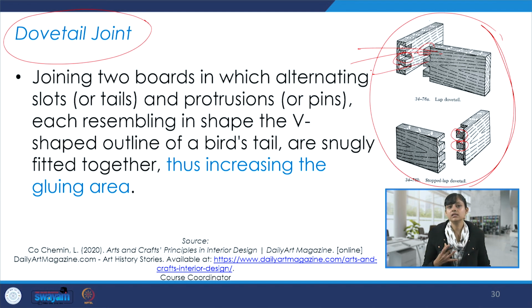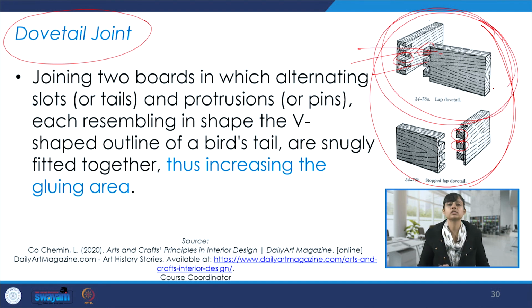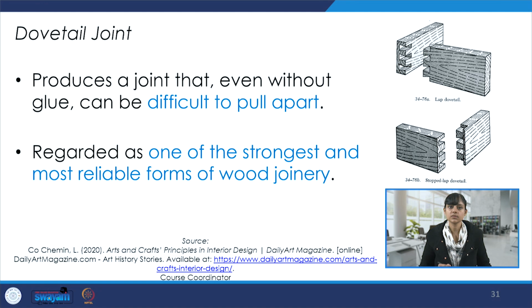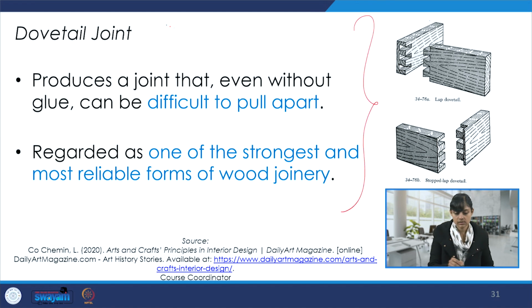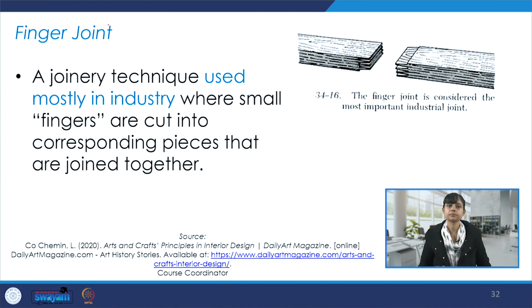Thus increasing the gluing area. So this is also a very, very beautiful piece of joinery, not just functional. Produces a joint that even without glue can be difficult to pull apart because we are just fixing the pieces with so much strength. Regarded as one of the strongest and most reliable forms of wood joinery. So this is dovetail joint here.